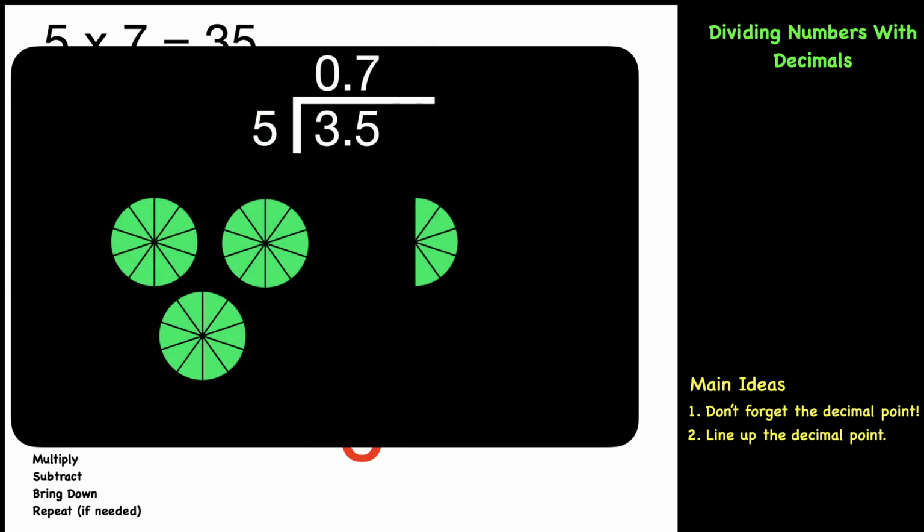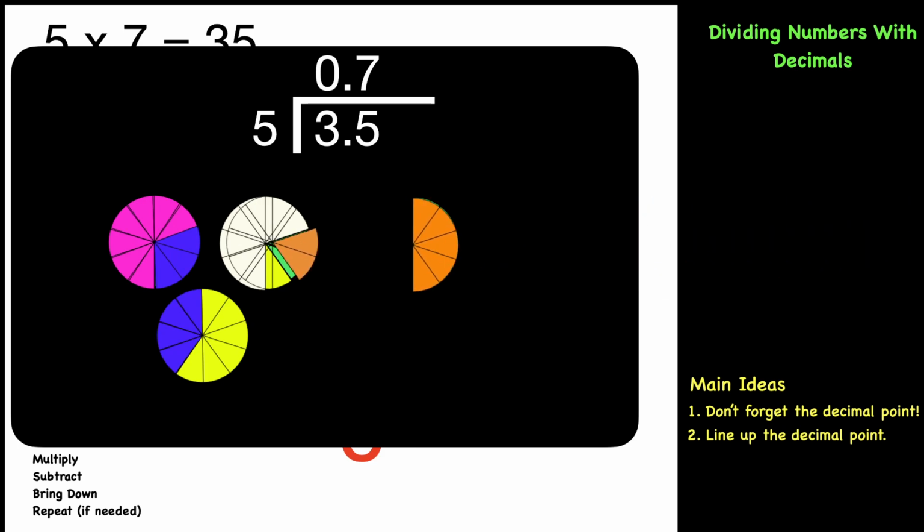We can show that with models. 3 and 5/10 is modeled there with your 3 wholes and your 5/10. If we wanted 5 groups, each would show 7/10. So there are 7/10 in pink, a second group in a white color there, a third group that overlaps, but if you count those blues, that is also 7/10. The yellow, it's kind of awkward, and then finally our orange.